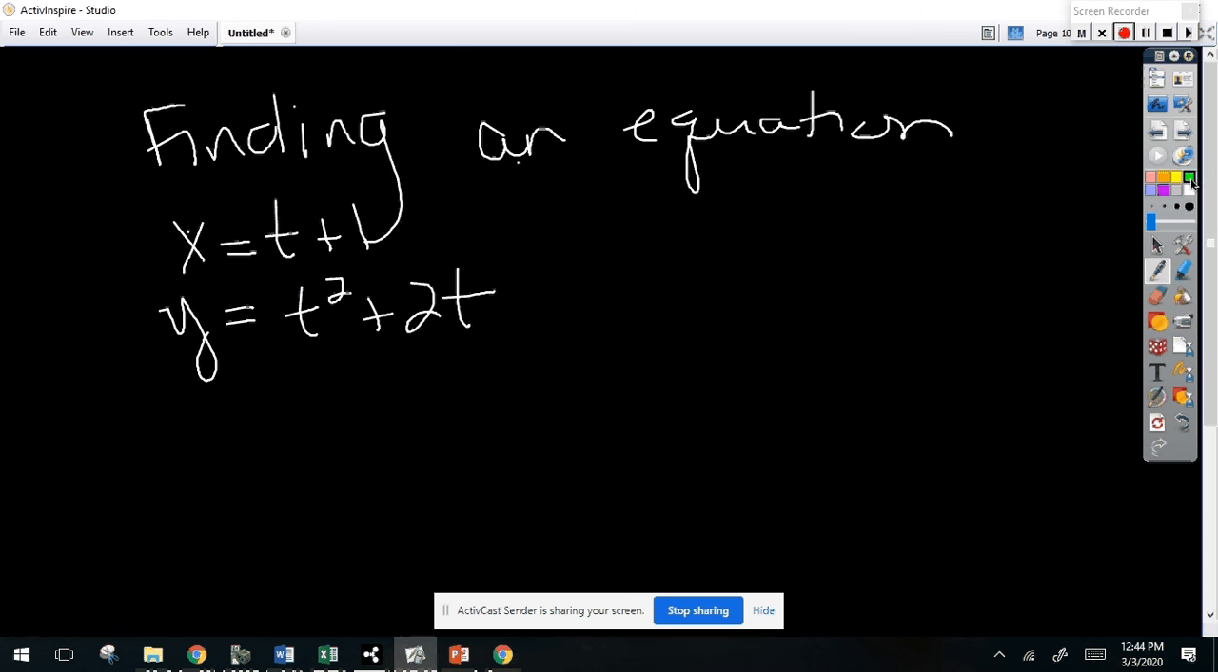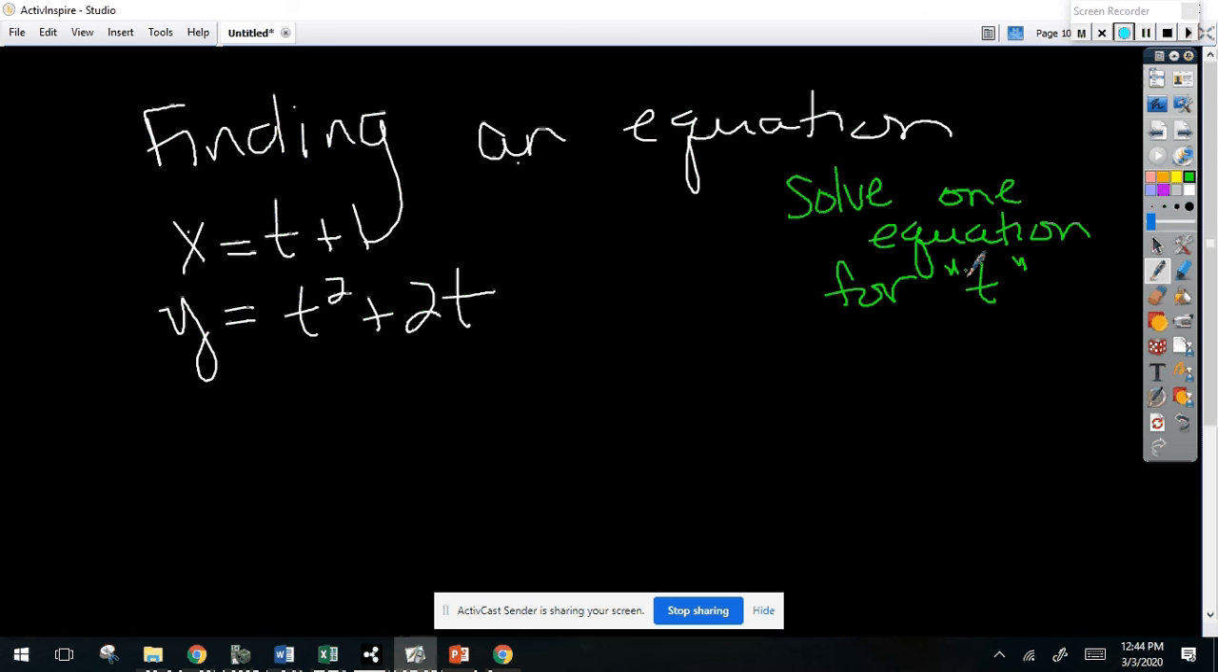So here's what you have to do. Solve one equation, generally the x one, for t. Well, if you solve that first equation for t, what does it look like? What does t equal? No. Solve this for t. Get t by itself. X minus 1. So just subtract 1 from both sides, right?